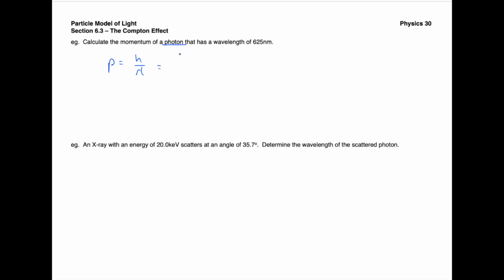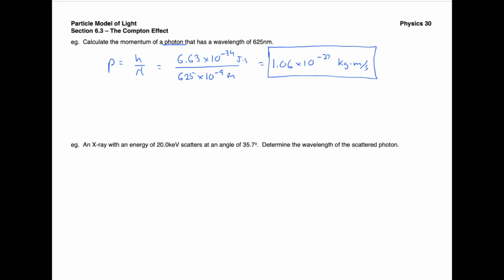And so don't forget, we do have to be using that 6.63 here, just because we're going to be in meters. So 6.63 times 10 to the negative 34, that'll be Planck's constant, in joule seconds. And then our wavelength, 625. Now make sure you're putting that into meters, so put in that times 10 to the negative 9. That'll give us a momentum of 1.06 times 10 to the negative 27. Now that will be in kilogram meters per second, and that'll be our final answer. That's typically what we want to put our momentum units in.